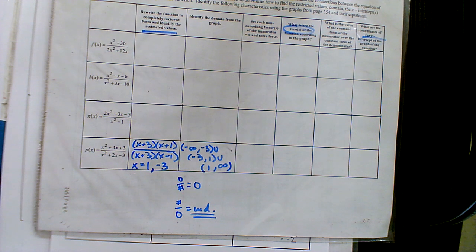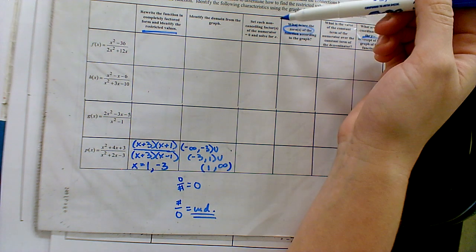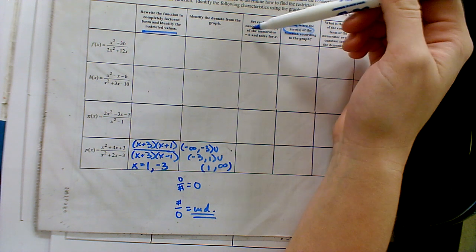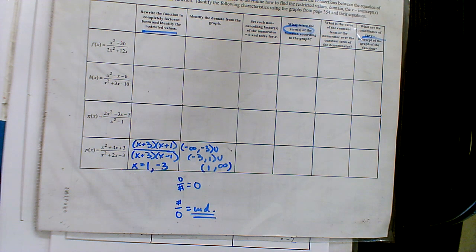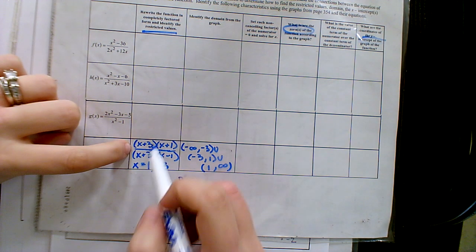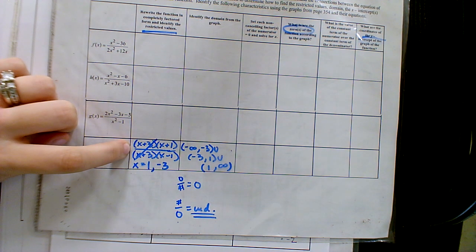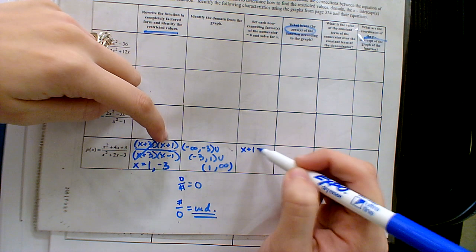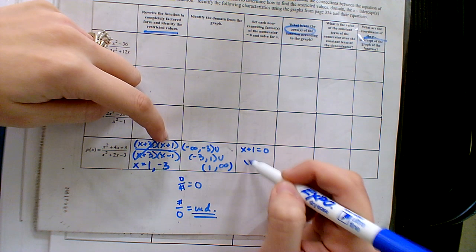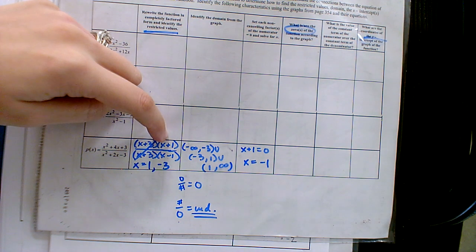Alright, let's look at the next one. Set each non-canceling factor of the numerator, meaning the top, equal to 0. So Caitlin kind of already mentioned to us that she noticed that x plus 3's are going to cancel. They're going to go away. And we want to focus on what's left in the top after we do the canceling. So that's going to be this x plus 1. And if we solve that, we'll get -1.